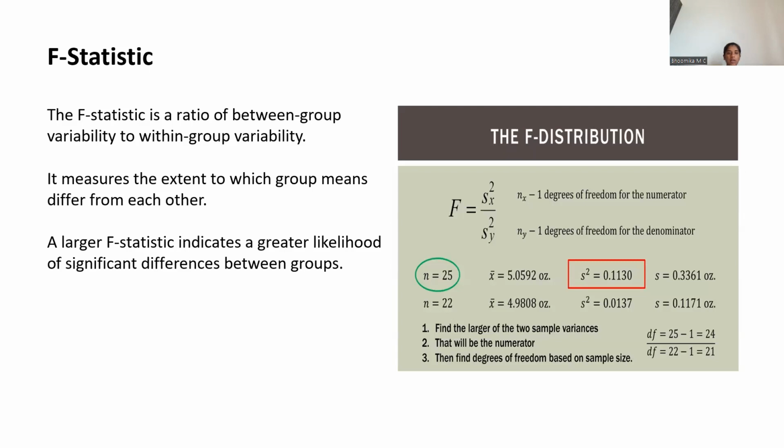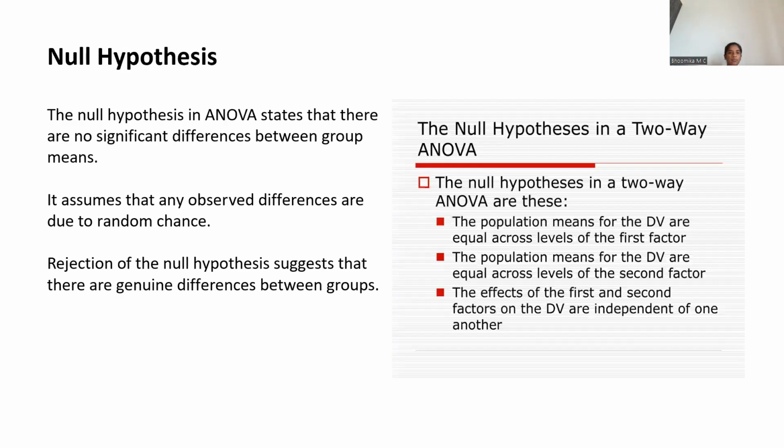F statistic. The F statistic is a ratio of the between-group variability to the within-group variability. It measures the extent to which the group means differ from each other. A larger F statistic indicates a greater likelihood of significant differences between the groups.